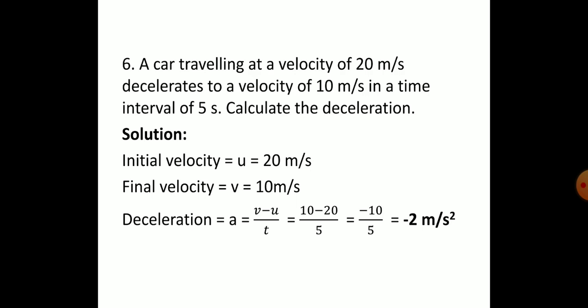Now the initial velocity is 20, my final velocity is 10, so the time given is 5 seconds. So I can directly apply the formula. It is 10 minus 20 divided by 5. 10 minus 20, integer subtraction, that is you directly subtract the smaller number from the larger number. So 20 minus 10 will give me 10, but I have to put the sign of the larger number. What is the sign of my larger number? Is minus. So it is minus 10 by 5, which is equal to minus 2 meter per second squared.